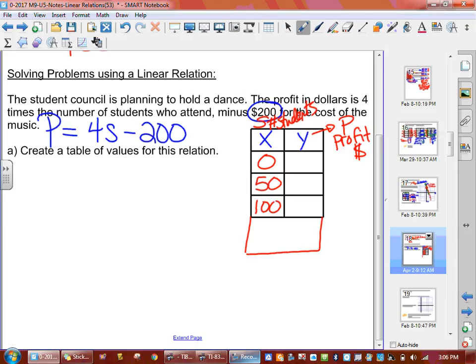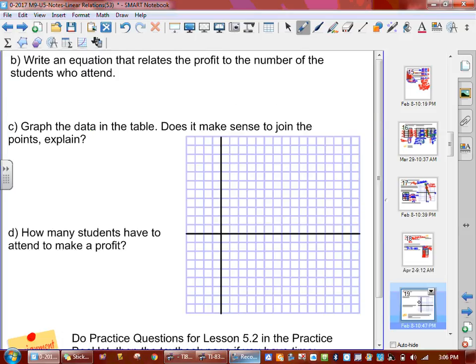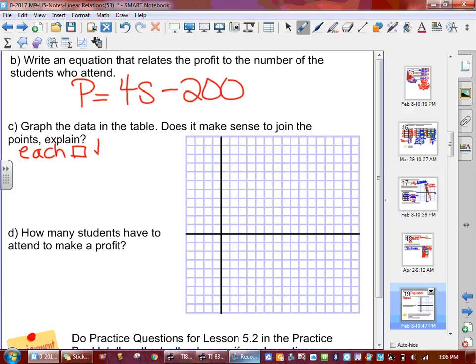So if we take a look, we want to create the equation. We already created our equation. So our profit is 4 times the number of students minus $200. So if I say each square going up and down is equal to 50, that means this is negative 50, negative 100. I need to find negative 200 because that's our starting point. The numbers on the X were 0, 50, 100, and then 200, and 300.